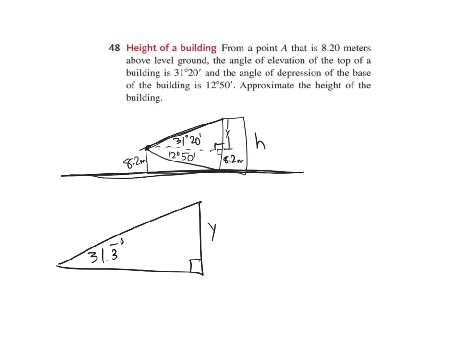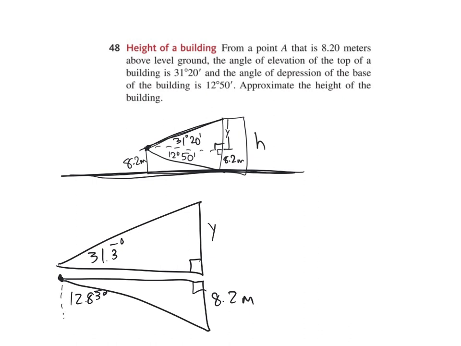And then we're going to draw this one as a separate triangle. You have 12 degree depression in 50 minutes. So you're going to do 50 divided by 60 again, or 5 divided by 6 is 0.83 repeating. So this is going to be 12.83 degrees. Okay. And this distance is 8.2 meters because you're right here. You're 8.2 meters above the ground. So that's the same as what it is over here.